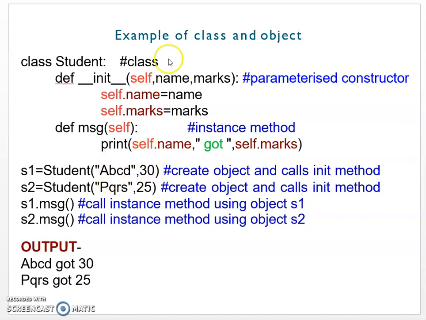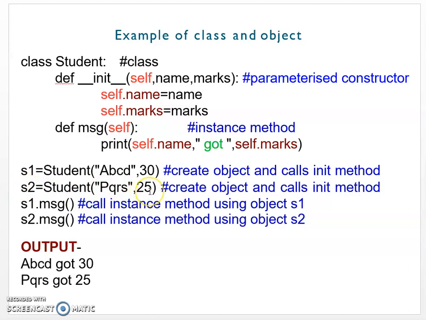So ABCD will reflect to the name and 30 will reflect to the marks variable. Next, S2 equals student in brackets PQRS comma 20, which means the first object's name is ABCD and marks are 30. The second object's name is PQRS and marks are 25.